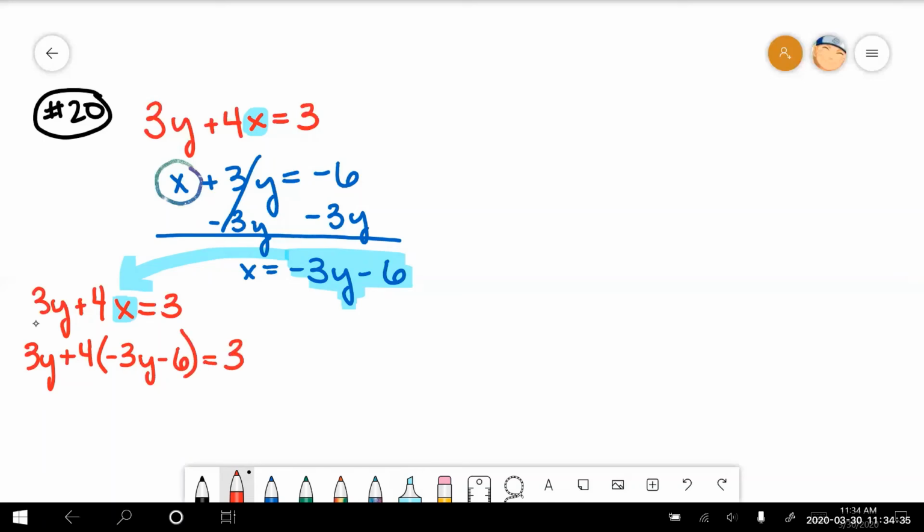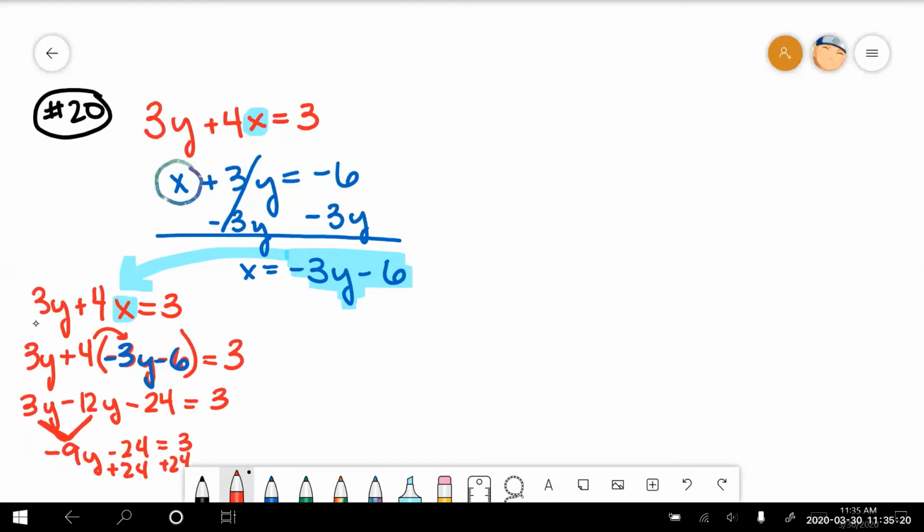Okay, now this one looks a little more complicated than usual, but we can handle these things because we've been doing them since the beginning of the school year. So I'm going to start by distributing. Let me stay color-coded here. I'm distributing the 4 through the expression that I just plugged in. So 3y minus 12y, 4 times a negative 6 is minus 24, equals 3. And I'm going to continue to simplify. I've got combining like terms here. Negative 9y minus 24 equals 3.